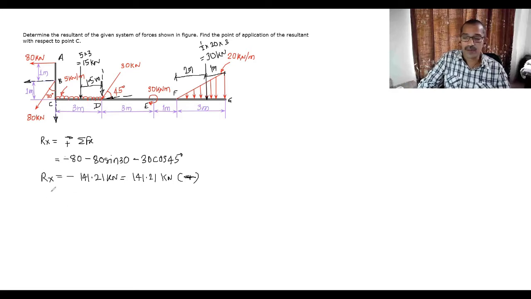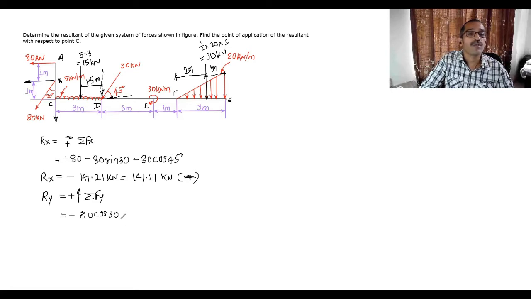Now let's find Ry. Ry is the summation of Fy, the summation of forces along the y-axis. Sign convention: upward forces are positive. Now simply add all vertical components. First, this 80 kilonewton which is inclined, its vertical component is downward. This will be minus 80 cos 30.